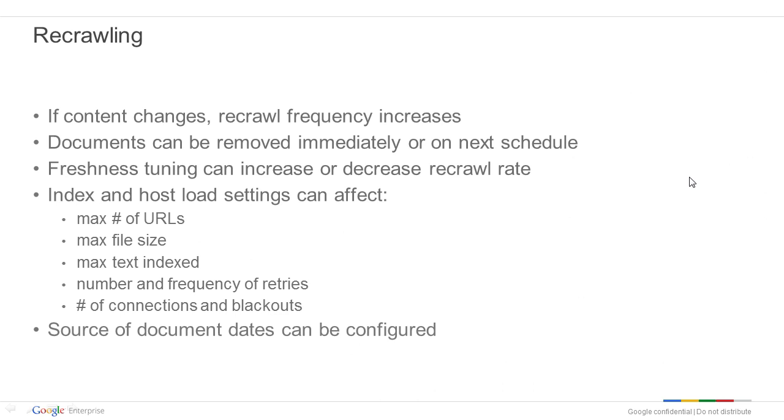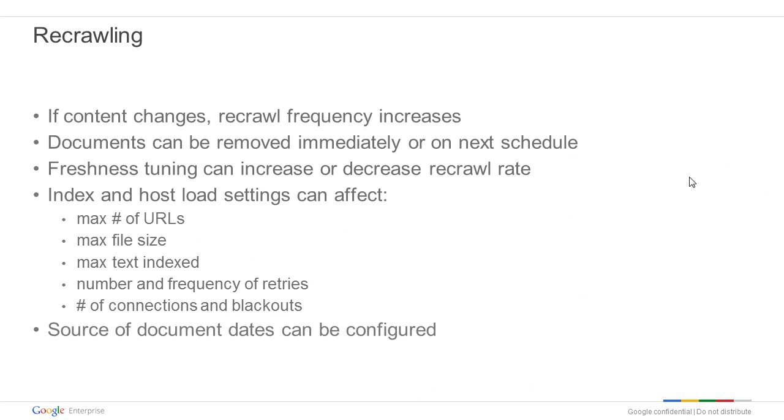The GSA will continuously crawl your content and will identify how frequently each piece of content changes. Content that changes more frequently will be crawled more frequently. Each URL will have its own individual crawl schedule. If documents are deleted from your web server, the GSA will discover this when recrawling those documents. You can configure the GSA to remove them immediately upon receiving a 404 status code indicating the document can't be found, or to try multiple times before removing the document from the index.